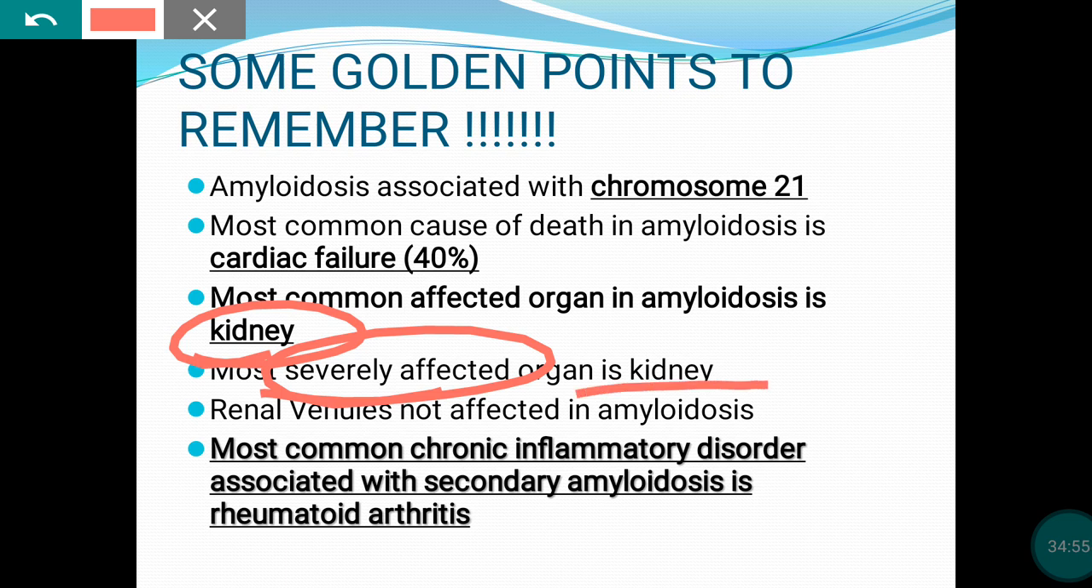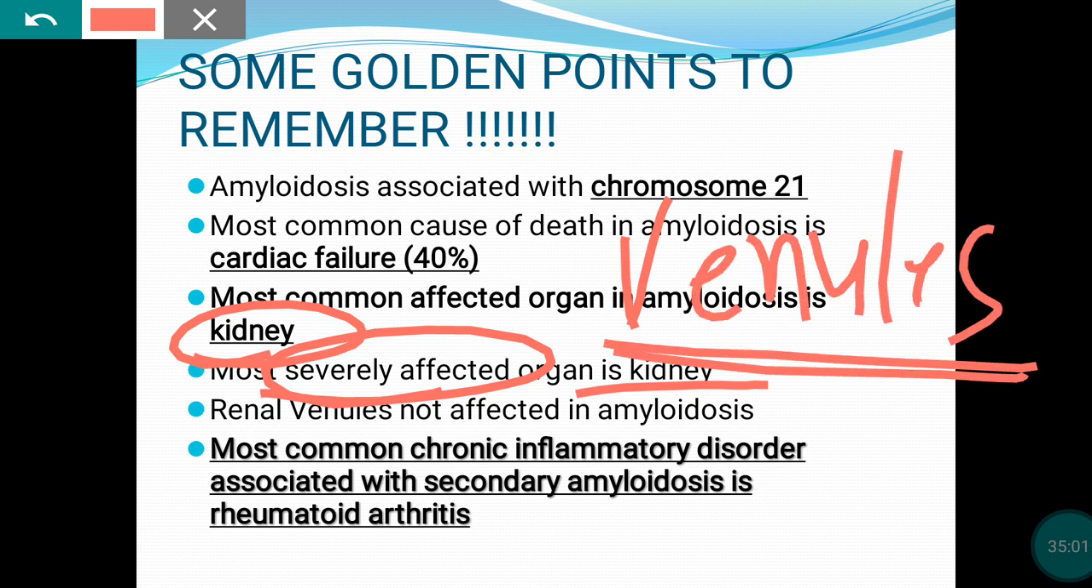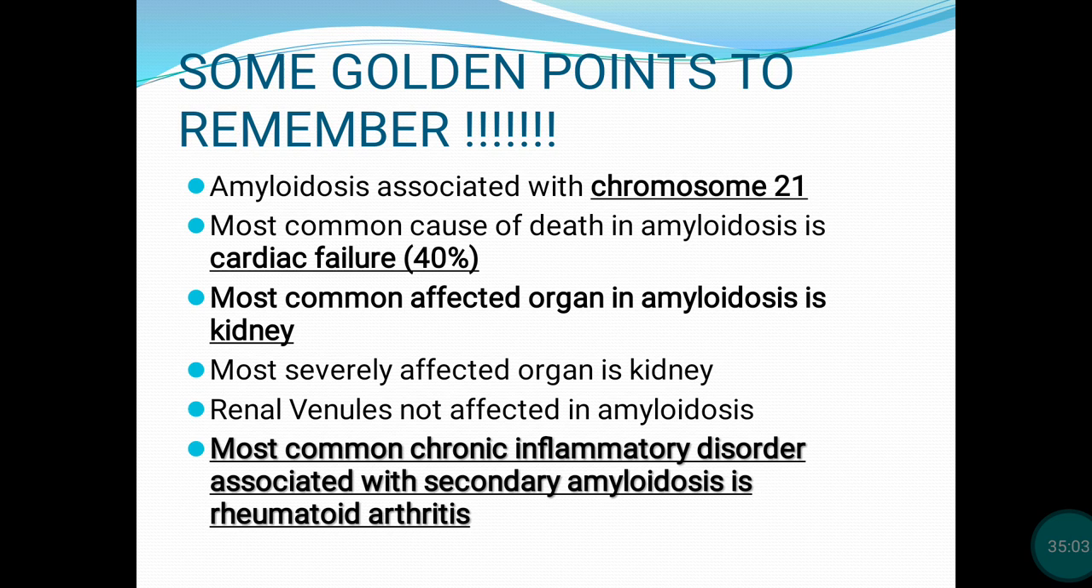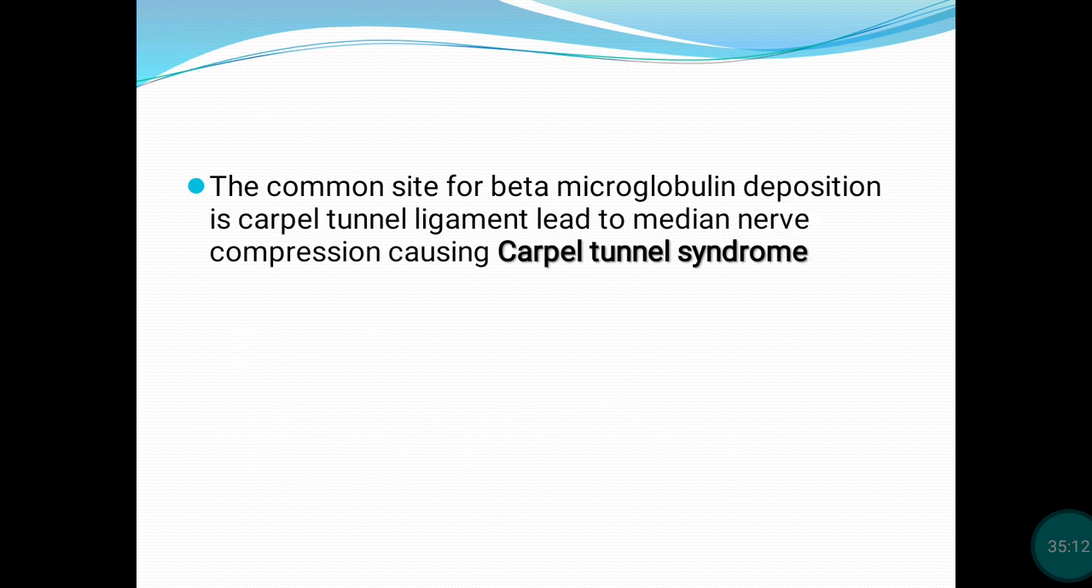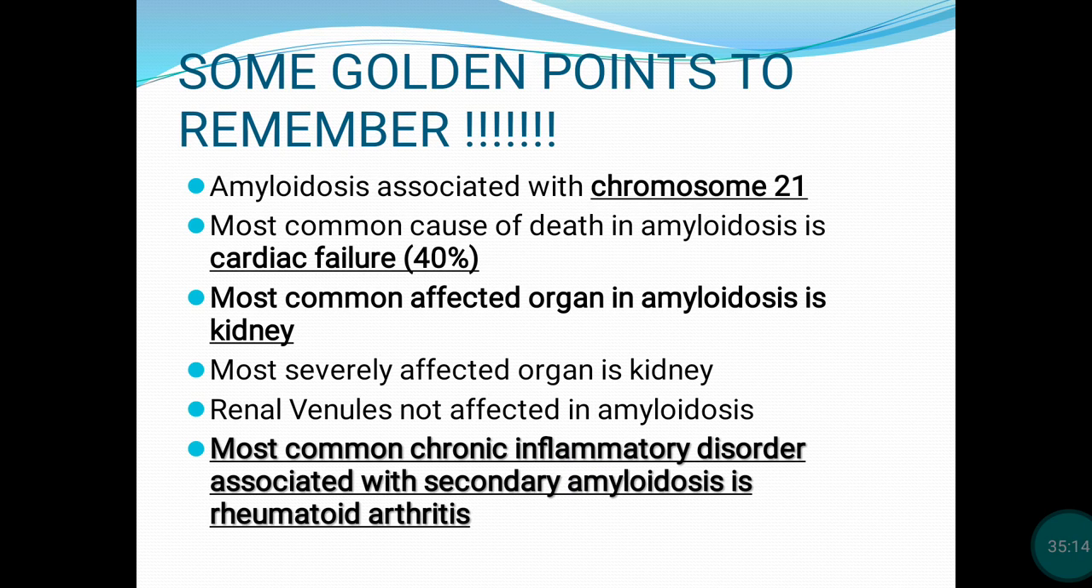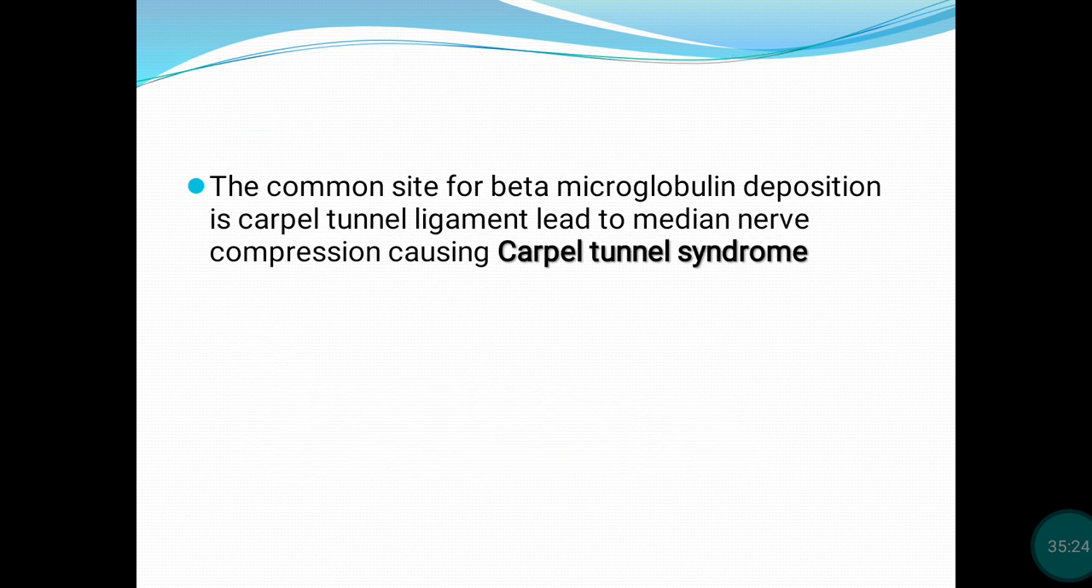And you have to remember that in the kidney, renal venules are not involved, while in other organs, they are involved, but here it is not involved. The most common chronic inflammation that leads to secondary amyloidosis is rheumatoid arthritis. That is also an important point. So clear? The common cause of death is cardiac failure. The common organ involved is kidney. And the common chronic inflammation that leads to reactive systemic amyloidosis is rheumatoid arthritis.